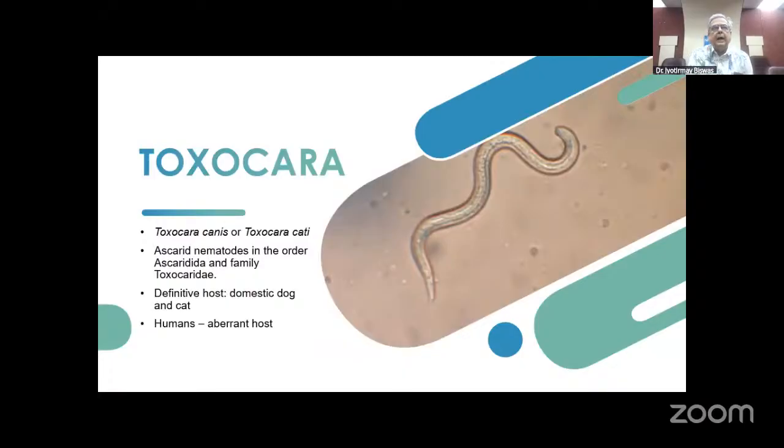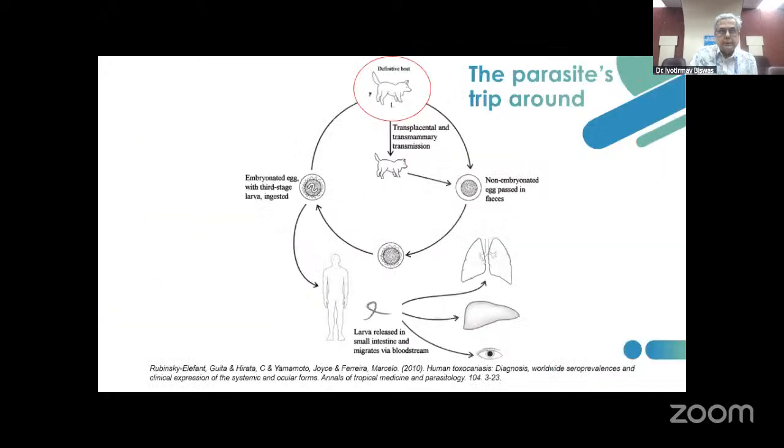Toxocara canis, Toxocara cati, two forms. This is an ascarid nematode of the ascarid family. The definitive host is the domestic dog, puppies, and cats. Human is the aberrant host. And as you know, the puppies are the definitive host.